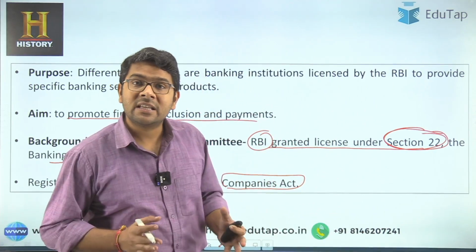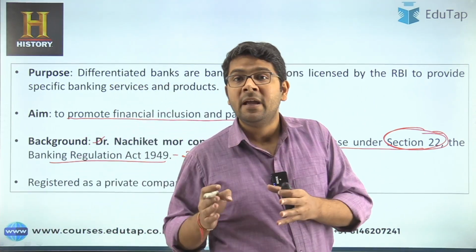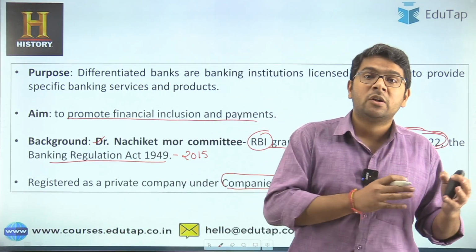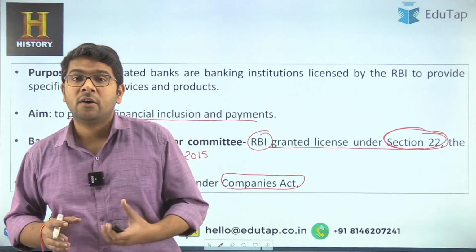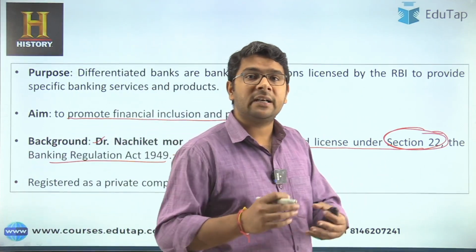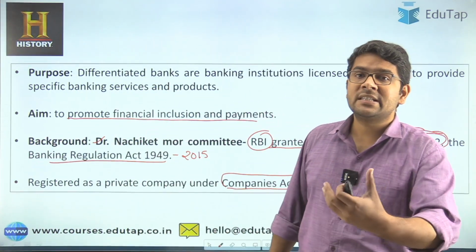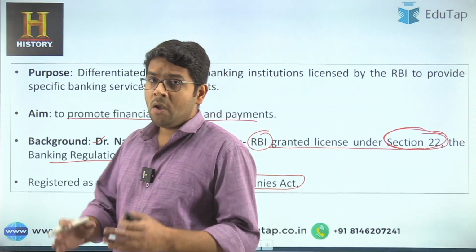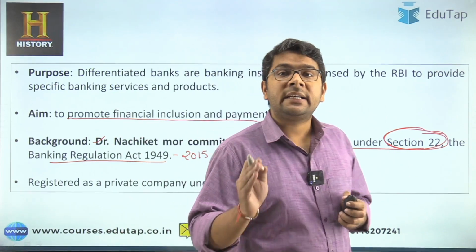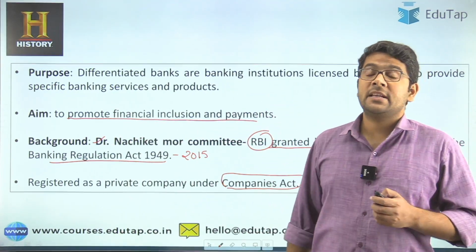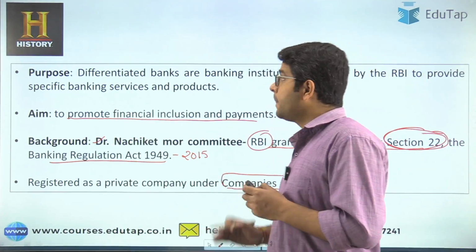We have already discussed the purpose, we have already discussed the aim, as well as the committee responsible for granting the license, or who was involved in the granting of the license to these differentiated banks. So guys, we have understood each and everything. Now we'll move on to the types of differentiated banks, and it is quite important, guys.